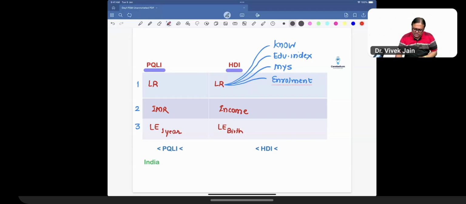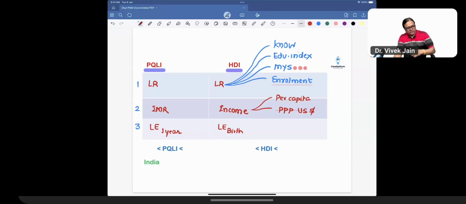All 5 are the same. But which is the major component for calculation of the human development index out of these 5? If I have to mark one answer, it is mean years of schooling. This is the most important. Income you can measure as per capita, how much income we have per person per year, or we can use purchasing power parity in comparison to the US dollar. So what is purchasing power parity? Anyone? What is the actual meaning of purchasing power parity?